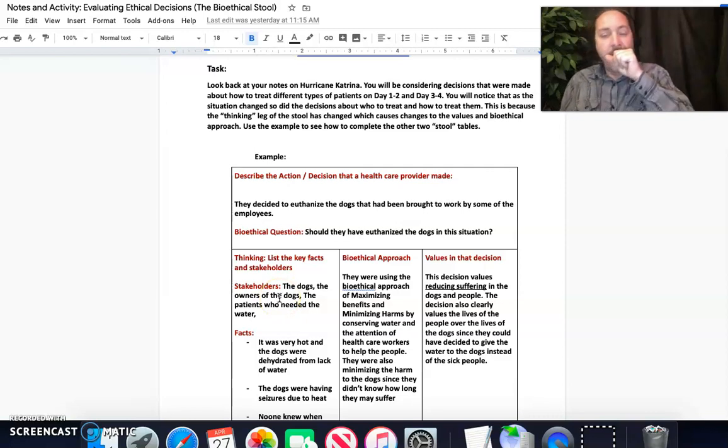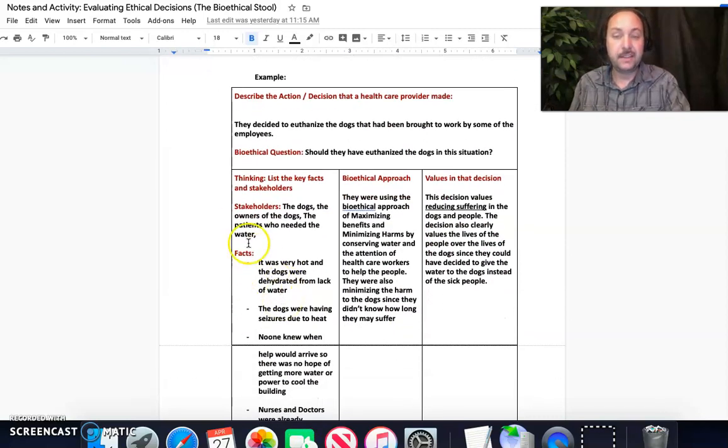There are 3 columns underneath this top, and this sort of looks like a stool, right? So here's the action or decision, the top of the stool. Is it solid? Well, here are the legs supporting it. This is the thinking leg, key facts.